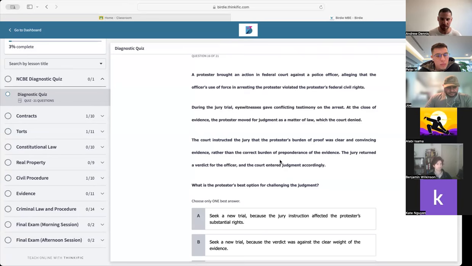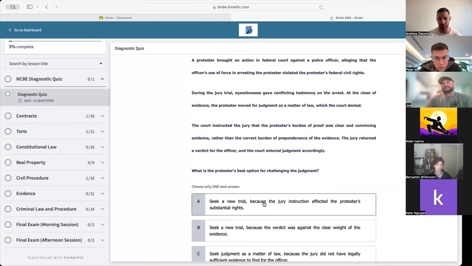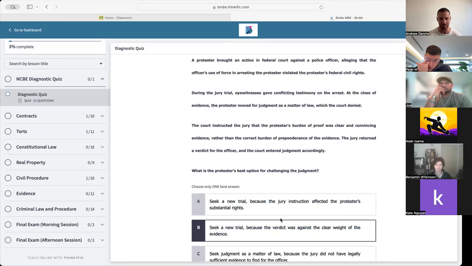Seek a new trial because the jury instruction affected the protester's substantial rights. Seek a new trial because the verdict was against the clear weight of the evidence. Okay. Both potential reasons for new trial. I didn't mention that. If the jury instruction affected the protester's substantial rights, that's a good reason for a new trial. Or the verdict against the clear weight of the evidence. These are both correct standards. So we're going to have to pick between them.